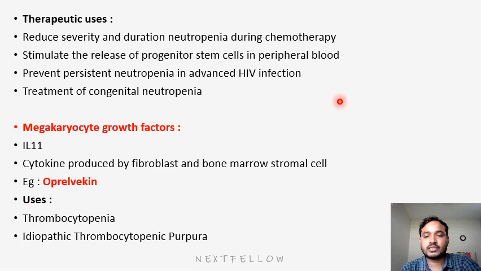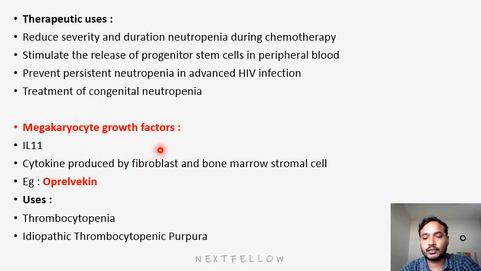Next, GMCSF therapeutic uses: to reduce severity and duration of neutropenia during chemotherapy, that's why we use it. Next, to stimulate the release of progenitor stem cells in peripheral blood. Next, to prevent persistent neutropenia in advanced HIV patients. Next, treatment of congenital neutropenia. In all those conditions, we will use the GMCSF drugs.